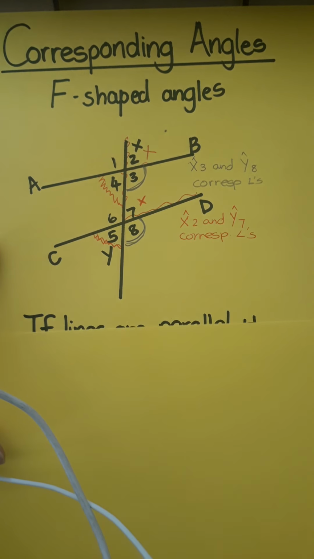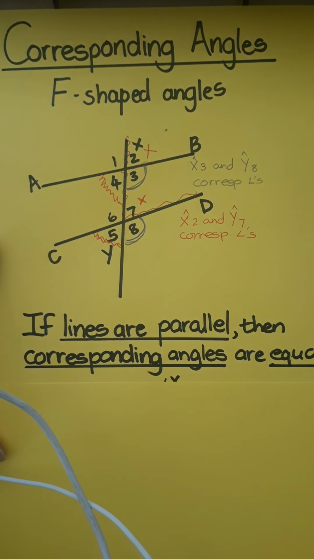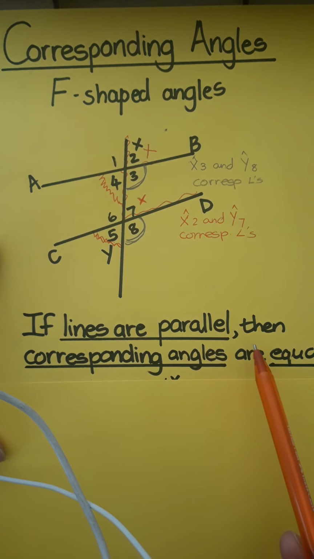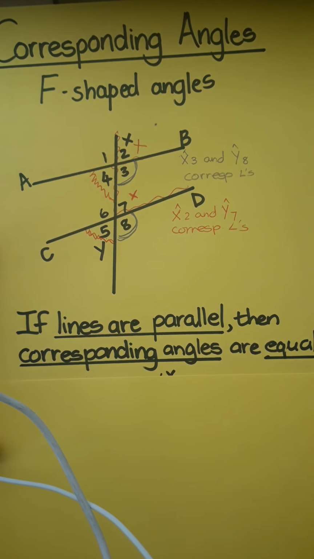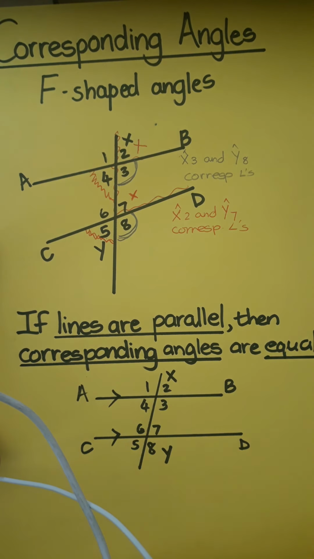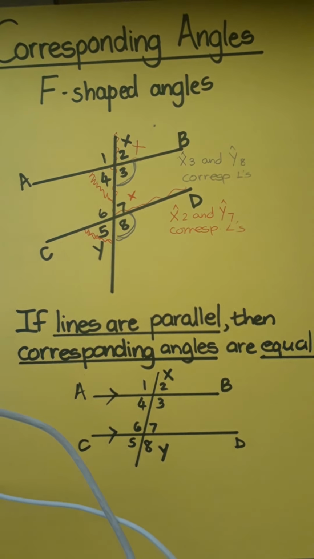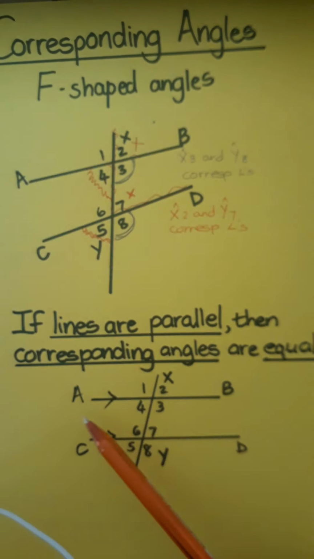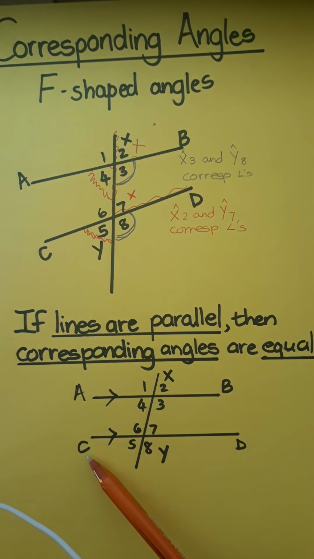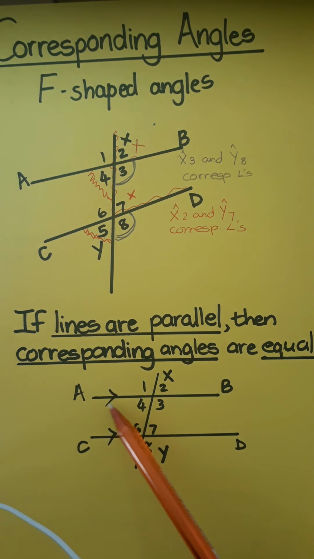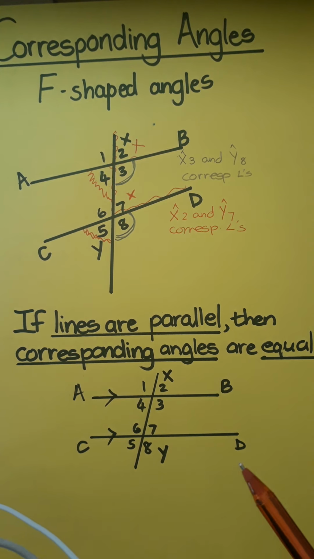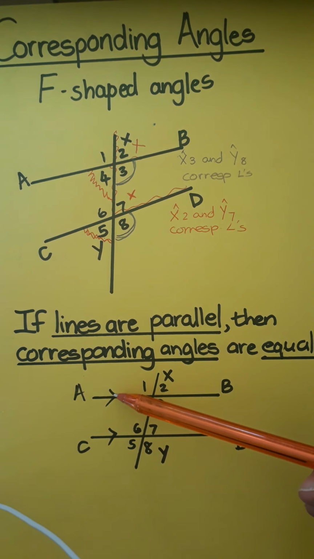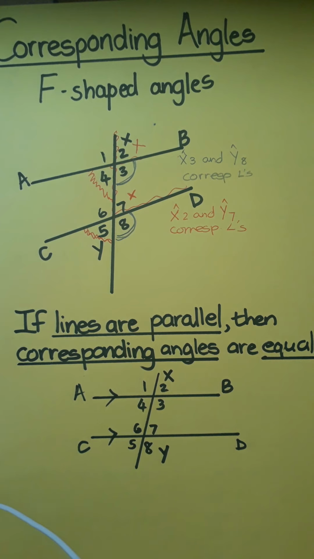But we're going to just focus on something slightly different now. If lines are parallel, then the corresponding angles are equal. If lines are parallel, then the corresponding angles are equal. And so this is what I'm talking about. Can you see that AB is parallel to CD? How do I know that? I know that by the arrows, okay? We know that parallel lines never meet. They are equal distance apart from each other.